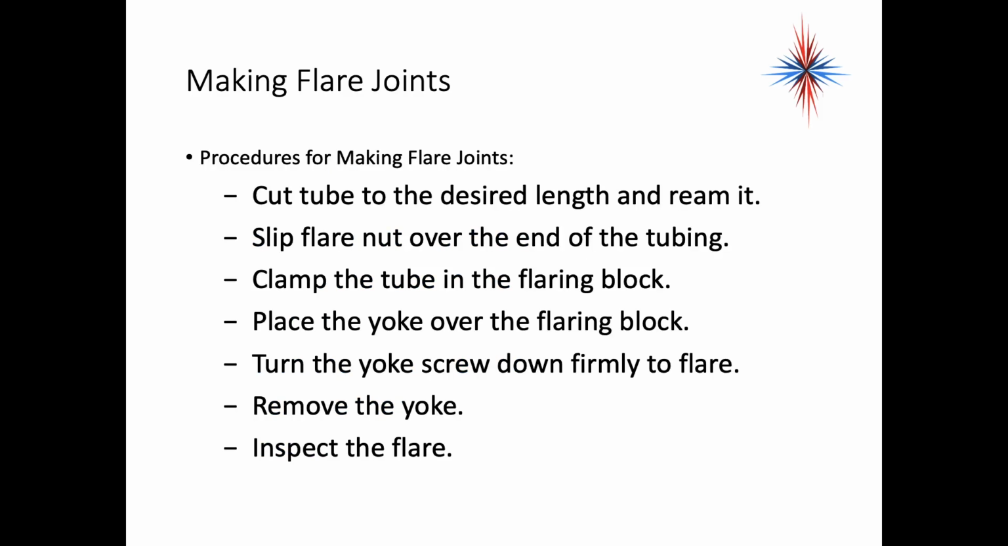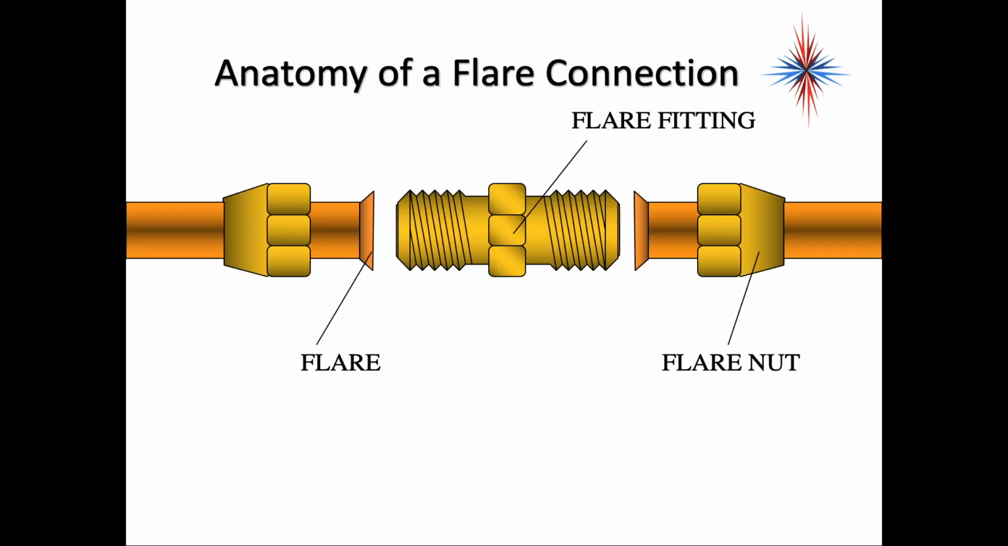To make flare joints, okay, cut the tubing to the desired length and ream it out. Remove all the burrs, and anything else. Slip the flare nut over the end of the tubing. Clamp the tube in the flare block. Place the yoke over the flare block. Turn the yoke screw down firmly to the flare. Remove the yoke and inspect the flare. Okay, this is what a flare connection looks like along with a flare fitting.